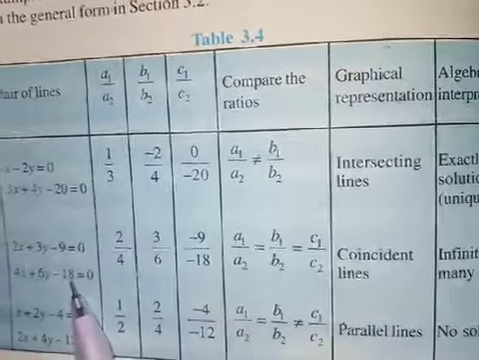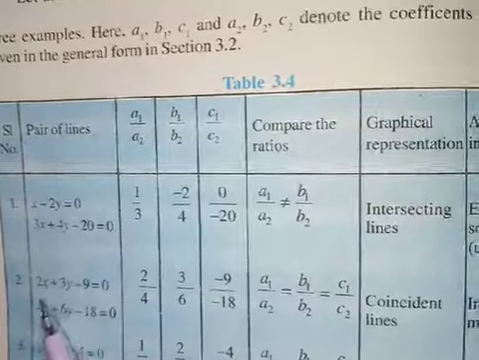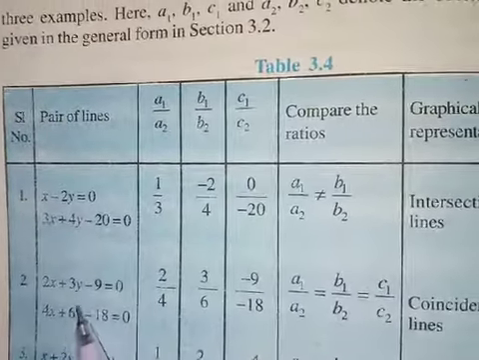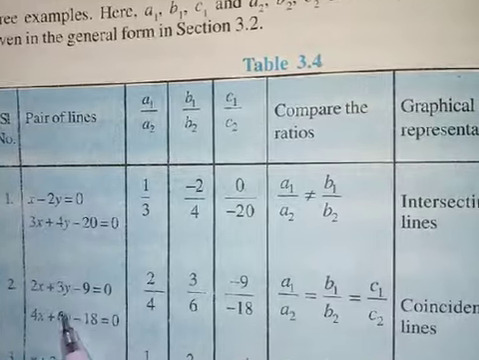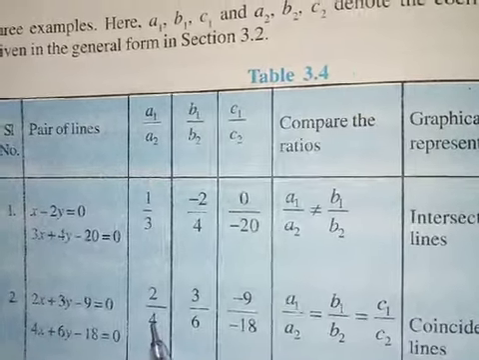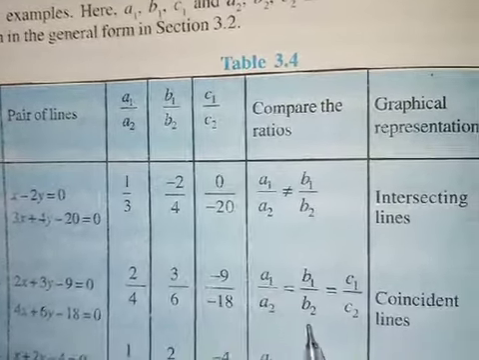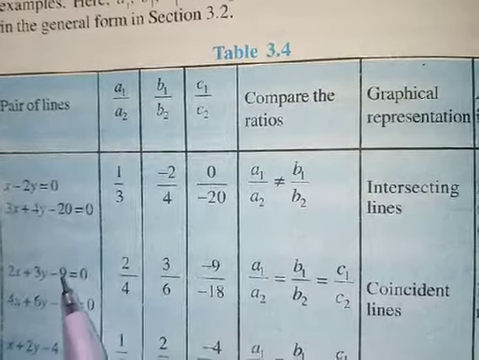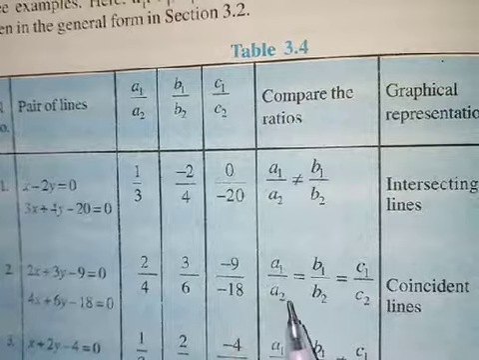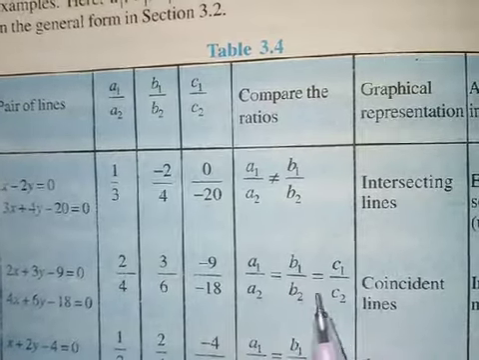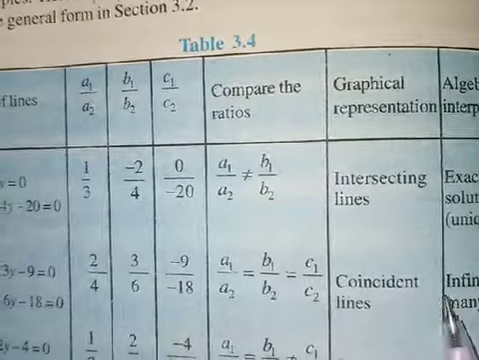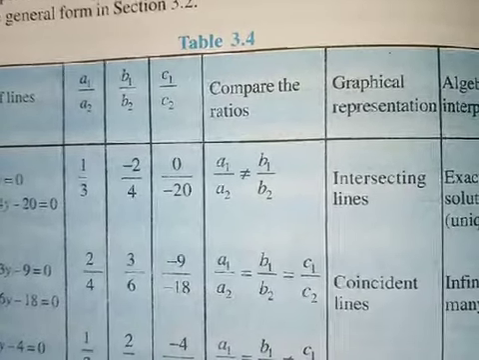Now take this equation. a1 upon a2 is 2 by 4, which is half, and b1 upon b2 is 3 by 6, that is also half. So a1 upon a2 is equal to b1 upon b2. What about c? It is also the same, it is half. So a1 upon a2 is equal to b1 upon b2 is equal to c1 upon c2. So the lines are coinciding, and infinitely many solutions are there.